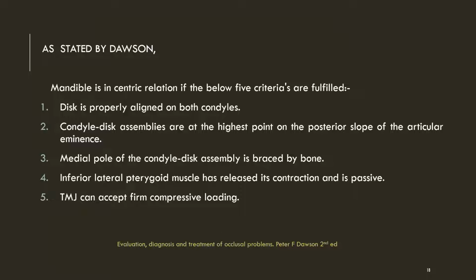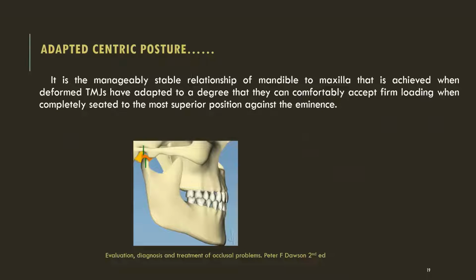As stated by Dawson, the mandible is in centric relation if the below 5 criteria are fulfilled. First, the disc is properly aligned on both the condyles. Secondly, the condyle disc assembly is at the highest point on the posterior slope of the articular eminence. Third, the medial pole of the condyle disc assembly is braced by bone. Fourthly, the inferior lateral pterygoid muscles have released their contraction and are passive. And fifth, the TMJ can accept firm compressive loading.